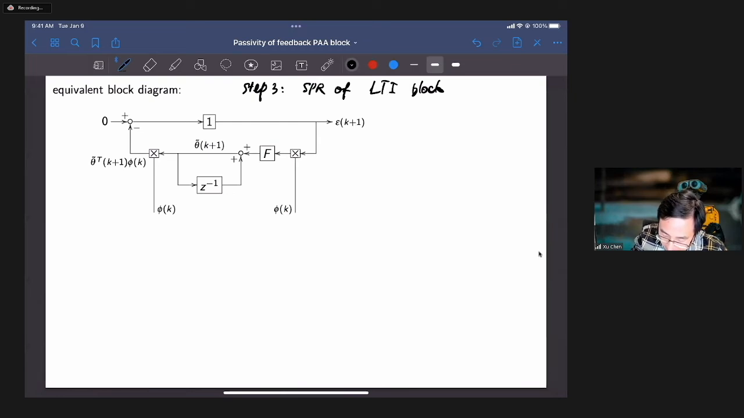So now we have shown that this is passive. It satisfies the Popov inequality. And the next step is quite obvious for this case. We need to show that the LTI block is strictly positive real, which is indeed the case. A positive constant is strictly positive real. So that is indeed true.